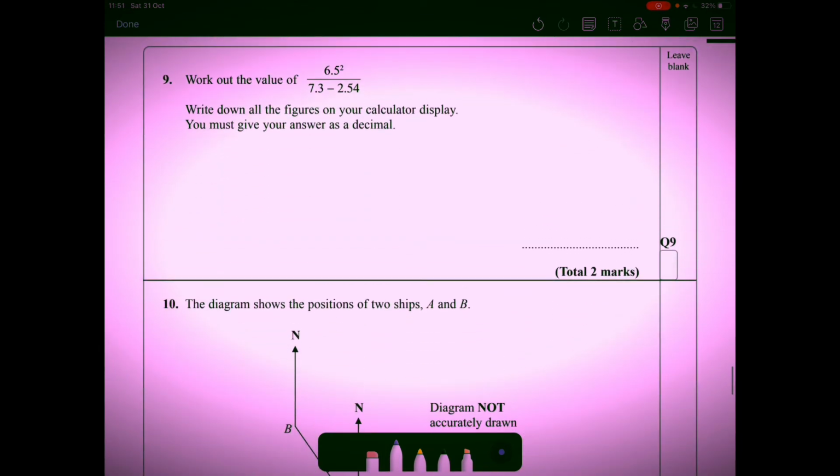Okay, last couple of questions here. Work out the value of, and we've seen these before where you've got to plug things into your calculator correctly, 6.5 squared divided by 7.3 take away 2.54. I suggest you do the 6.5 squared first and write that down, which is 42.25.